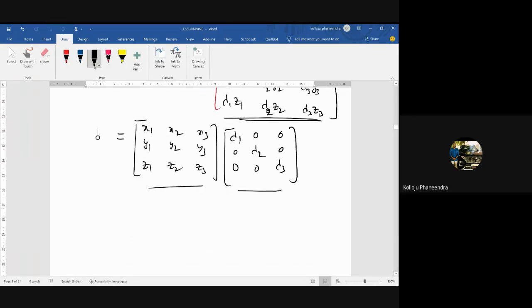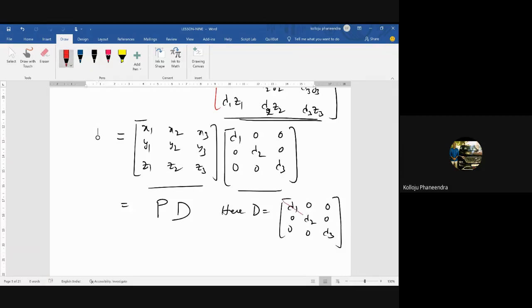So what is this matrix? The first matrix is nothing but P. And this second matrix, you denote that D. D stands for diagonal matrix. In this diagonal matrix, the diagonal elements are lambda 1, lambda 2, lambda 3, which are the eigenvalues. And on the left side, AP is there. AP equals PD. So what is matrix A written as from this?